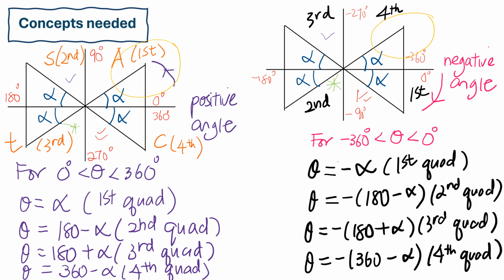So if you find it confusing, just remember that ASTC is the same for both the positive and negative angle. We're not talking about the quadrant numbers, but the position; your ASTC is the same for both. However, for a positive angle, you have to measure it in an anti-clockwise direction. So your first, second, third, fourth quadrants will be different from your first, third, second, fourth quadrants of a negative angle.